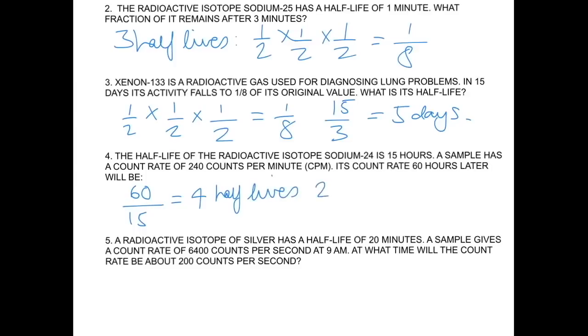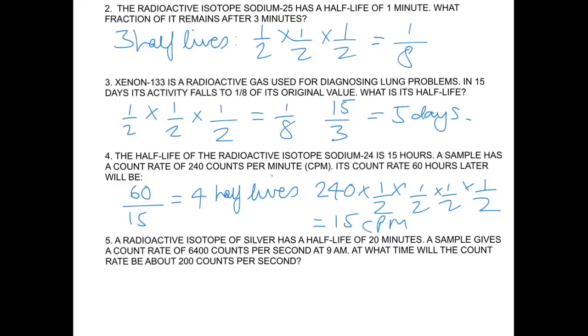So, therefore, after 1 half-life, 120 counts would remain, but there were 4 of them, so I'm going to times it by a half 4 times, and that is the same as 240 times by a half 4 times, and that is 15 as my answer. So its count rate after 4 half-lives have occurred, so I've divided 240 by 2, or times them by half 4 times, and I have got 15 as my answer, so that's 15 counts per minute.